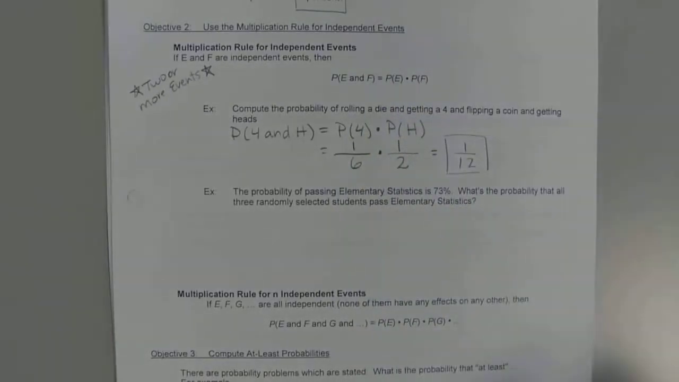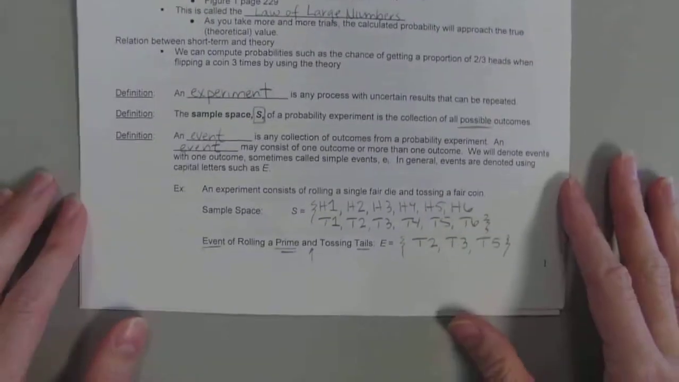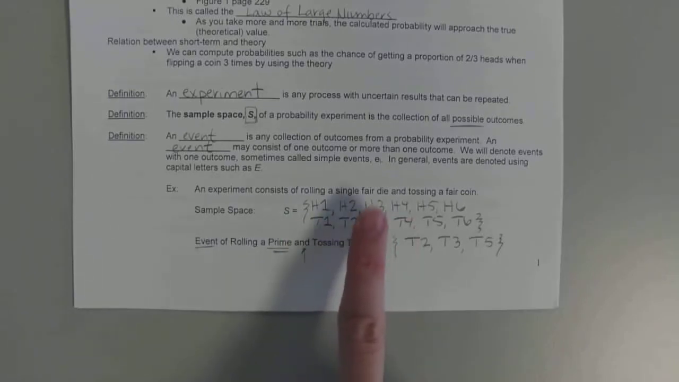I want you to flip back to the bottom of the front page. You're like, why are we going backwards? If you look at the bottom of the front page, what was our probability experiment? It was rolling a die and tossing a fair coin. Okay, it's exactly what we just did. How many total outcomes were there in our sample space? 12. Of those 12, how many are rolling a 4 and getting heads? 1. So what's the probability of rolling a 4 and getting heads? 1 out of 12.